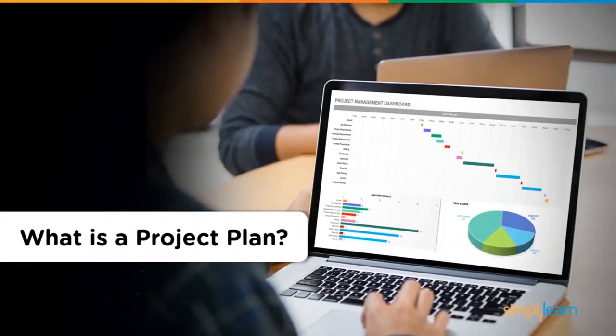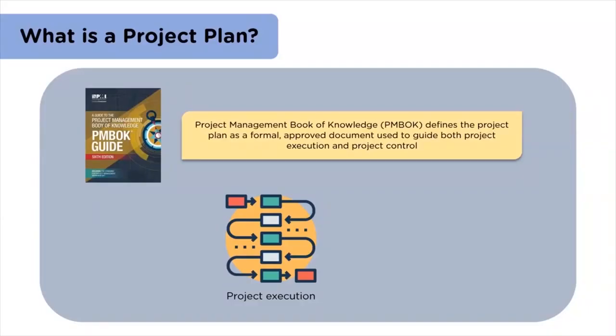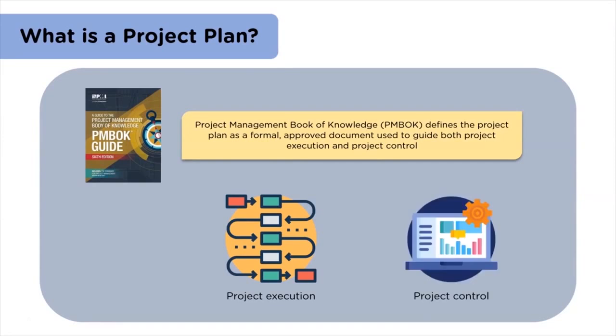Let's see what a project plan is. A project plan is a basic thing that is needed to execute a project. According to the Project Management Body of Knowledge, a project plan can be defined as an approved, elaborative document that guides the team during project execution and project control.